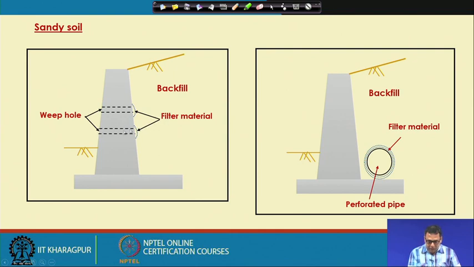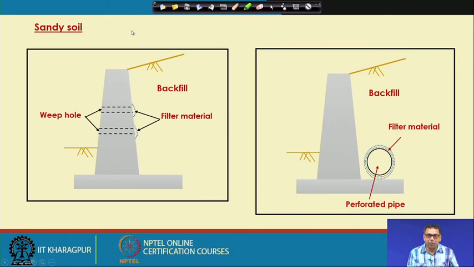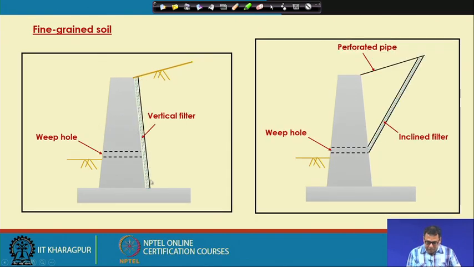The water will pass through this one, and here we can provide the filter material. Similarly, this is another kind of drainage path, a perforated pipe which is perpendicular to this plane and passes throughout the retaining wall. So, the water can enter here and pass through this pipe. Then we can provide the vertical filter on the wall if it is a fine grain soil; these two are for the coarse grain soil. If it is fine grain soil, we can provide the vertical filter as well as the weep hole, and some additional inclined filter, so that water can pass through this filter and enter the weep hole and pass out from this side. So, these are the drainage procedures.